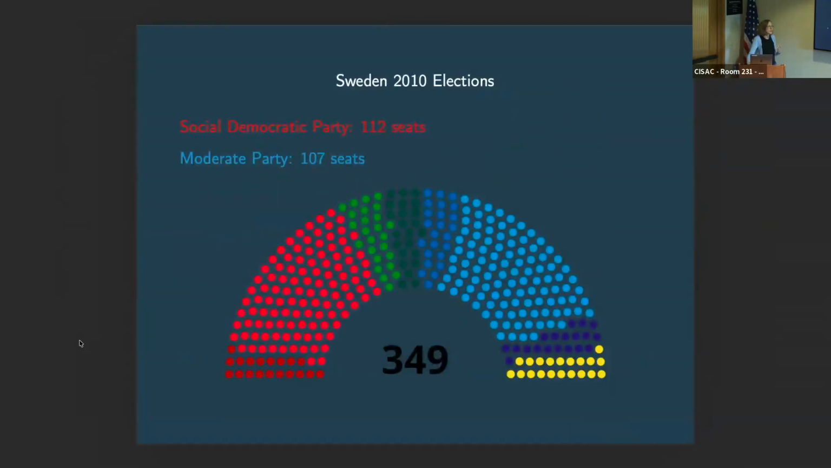I'll also show you quickly a substantive example. So take Sweden in the 2010 elections. The Social Democratic Party was the largest party with 112 seats. The Moderate Party was second largest with 107 seats. The Moderate Party was the outgoing prime ministerial party and actually was part of the larger of the electoral alliances.